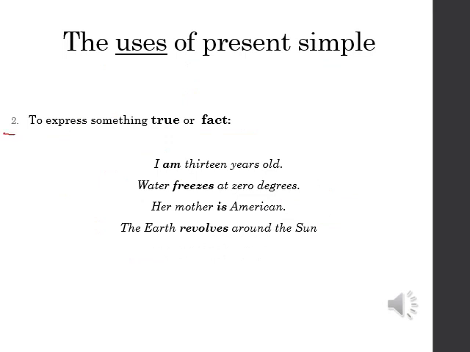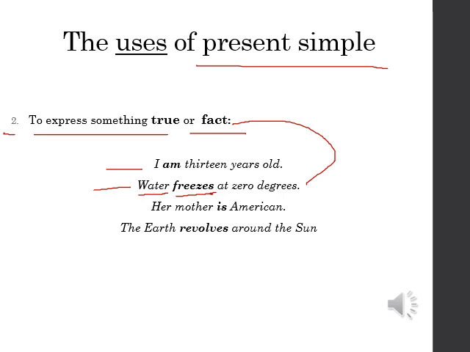The second use of present simple is to express something that is true or a fact. مع الحقائق والمعلومات العلمية الثابتة أستخدم المضارع البسيط. I'm 13 years old. This is true about me, so this is present simple. Water freezes at 0 degrees. Water is the subject. Freezes يتجمد الماء في درجة 0. Freezes is the verb with an S because it. So this is a fact. Again, this is a present simple.